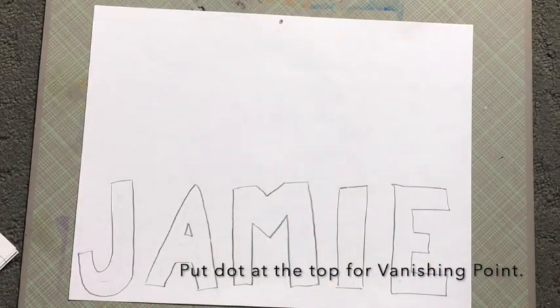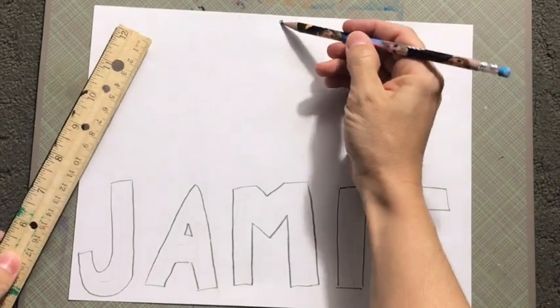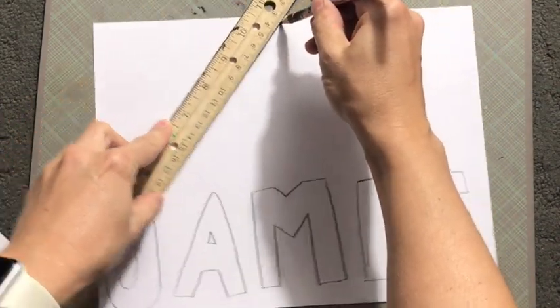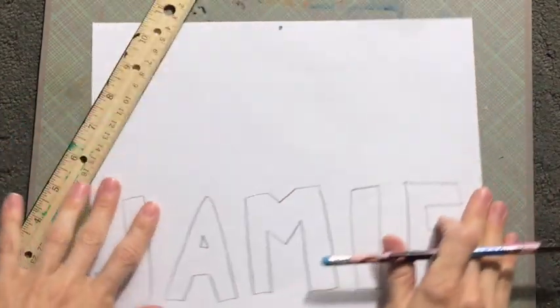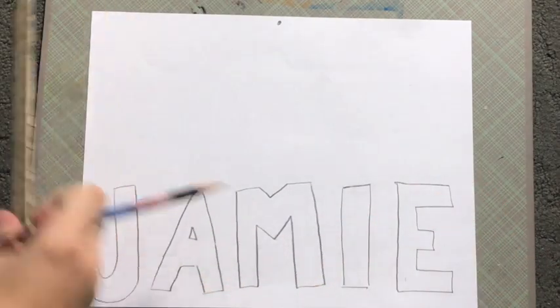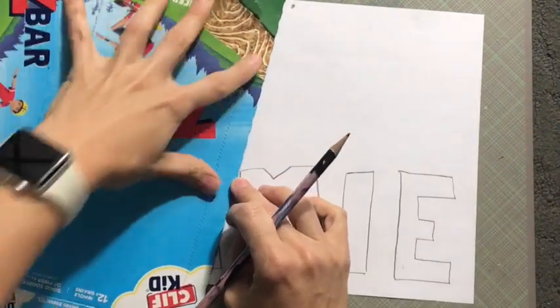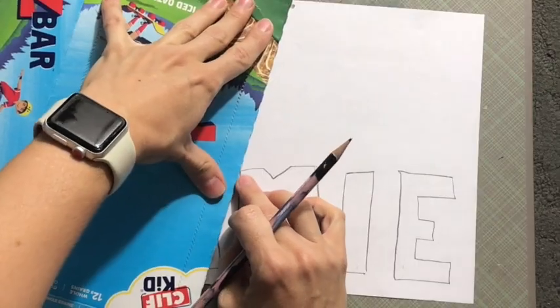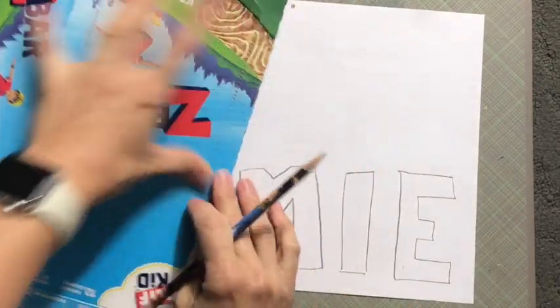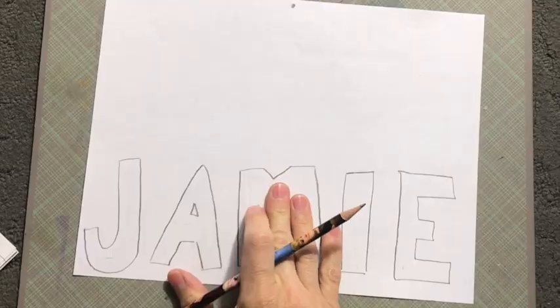Put a dot at the top of your paper for the vanishing point. The vanishing point is the point where all of your lines will be drawn to. And we're going to use a straight edge to do this. I like using a ruler, but if you don't have a ruler, any sturdy straight edge, like a piece of a cardboard box, as long as it's nice and straight, will work.